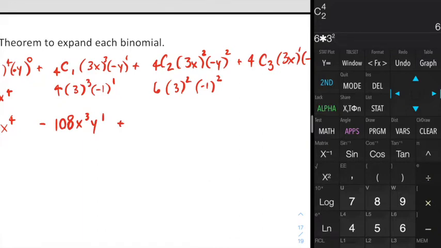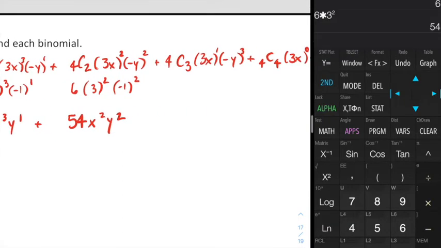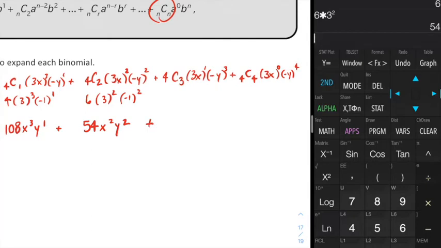Negative 1 squared is going to just be 1 right there, positive 1. So this will be positive 54, x cubed, y to the second as well. And then I'm going to go ahead and just kind of speed through the rest of this here because it's pretty much the same.